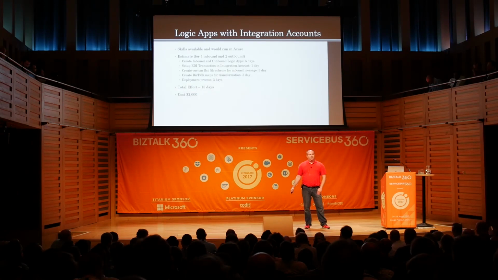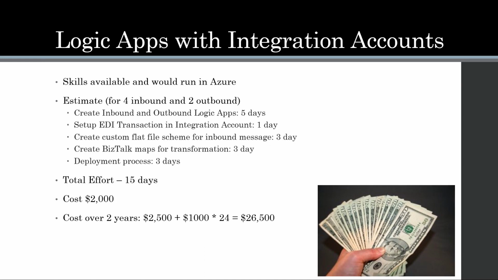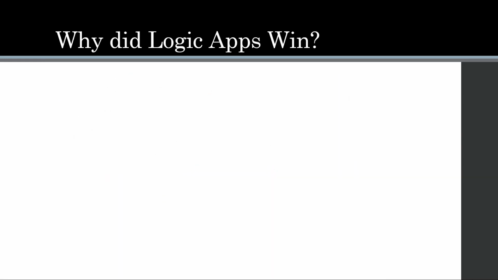So we look at a cost of $2,000 to build it out. Now, over 24 months, adding 25% maintenance and adding in our integration accounts, we came up to $26,500. So I think the title of my course kind of gives it away which way they went. Of course, they went the logic app route. But now let's take a little bit closer look at why they went that way.